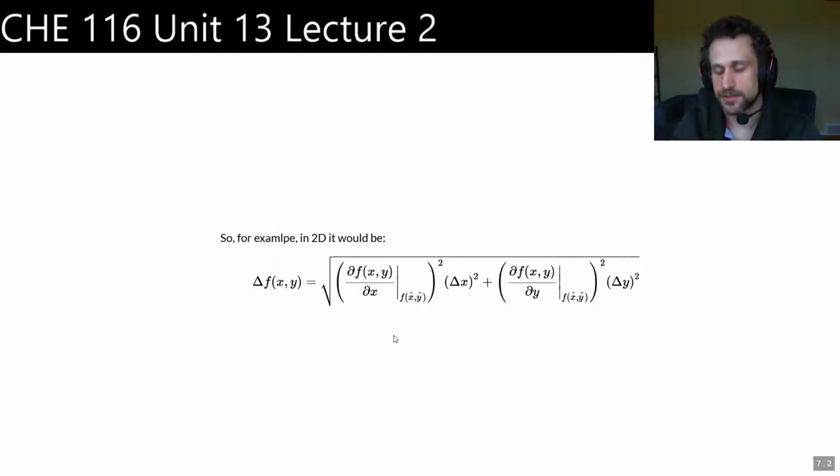So in 2 dimensions, it would look like this. You would take the first derivative with respect to x, multiply by the uncertainty in x, and square that. Then take the first derivative with respect to y, multiply by the uncertainty in y, and square that. Then you add those two together and take the square root. That would give you the uncertainty in the function.